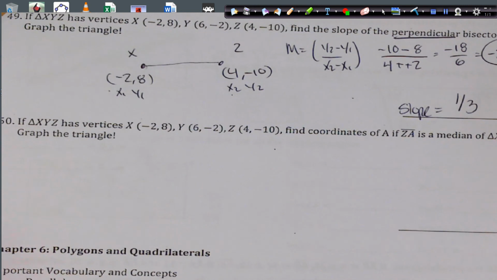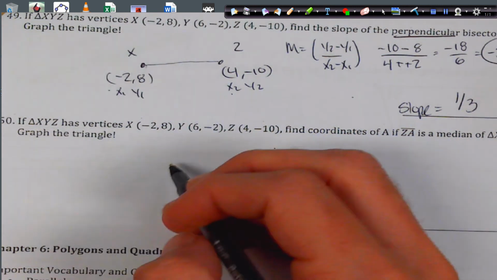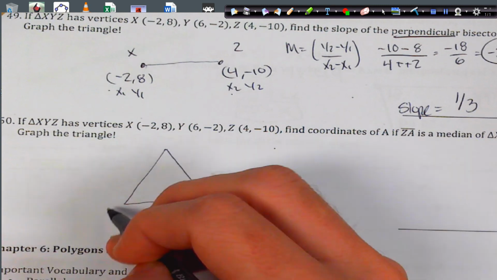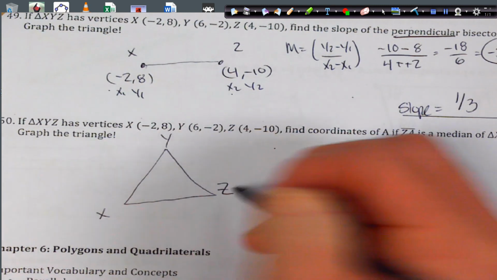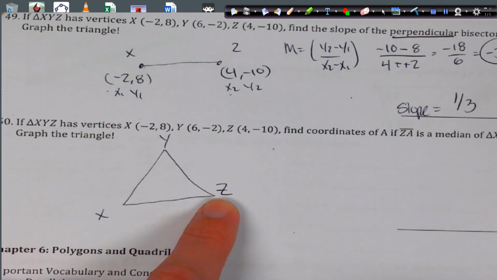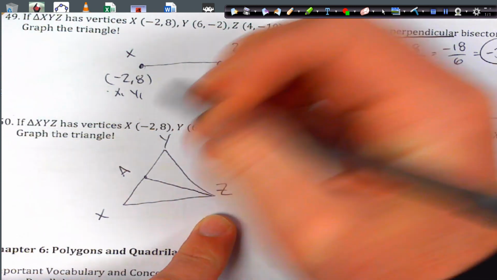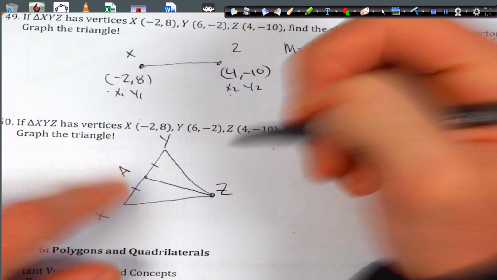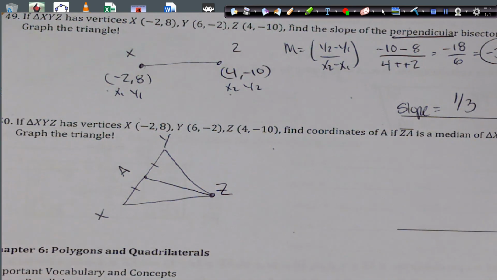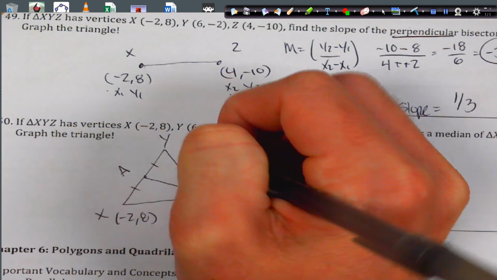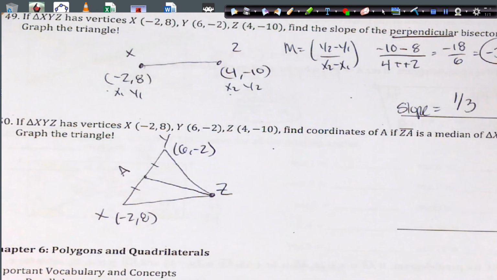Now we have another triangle. Find the coordinate of A if ZA is a median of XYZ. Okay, so let's just draw kind of a generic picture here. It doesn't really matter where they are in the picture at this moment, but ZA is a median. So a median basically goes from the vertex of Z and it cuts XY in half. So what I have to do is just find the midpoint of XY. That's what I'm really doing. So X is at -2, 8. Y is at 6, -2.